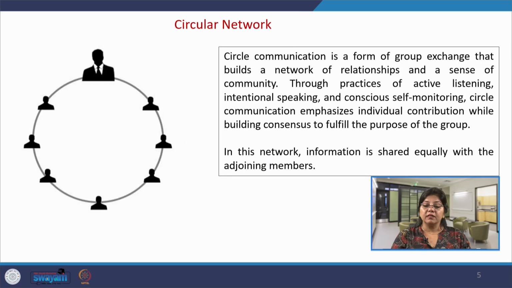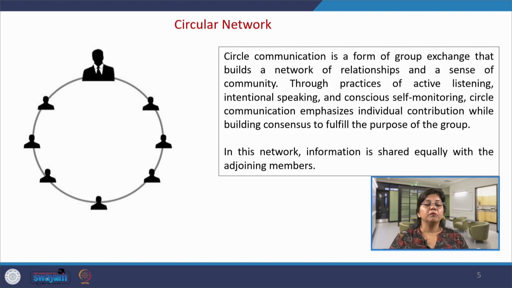Circular network: this communication is a form of group exchange that builds a network of relationships and a sense of community. Here all the employees can directly contact each other. People tend to communicate information in a sense of rotation. Information is shared based on active listening, intentional speaking and conscious self monitoring. And circle communication emphasizes individual contribution while building consensus to fulfill the purpose of the group.